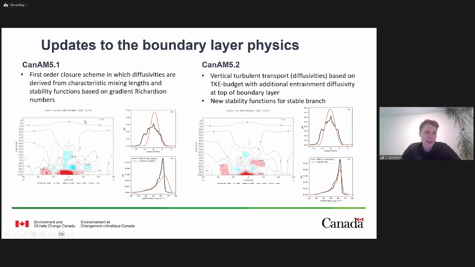Looking again at the comparison between CanAM 5.1, the previous version, and just plugging in the new turbulence transport scheme, you can see in the cross-section of specific humidity, particularly in the tropics on the left-hand side, that we always had this huge positive bias in the tropics, as we didn't have enough vertical turbulent transport and couldn't move tracers, for example, out of the atmospheric boundary layer. Just plugging in this new scheme, you can see that we can reduce this bias substantially.